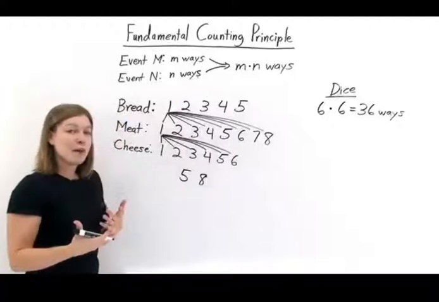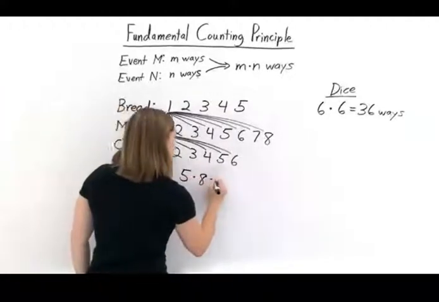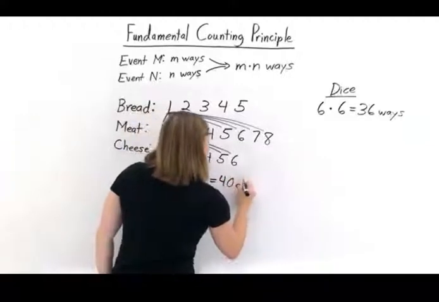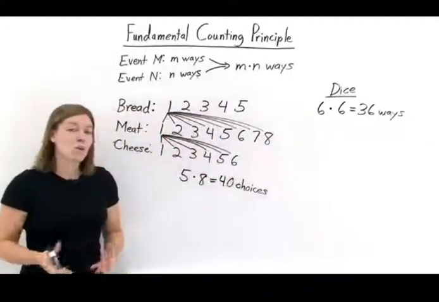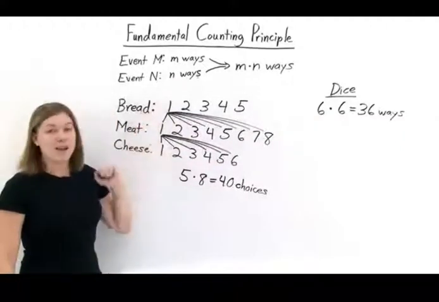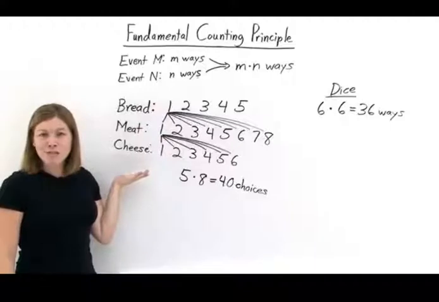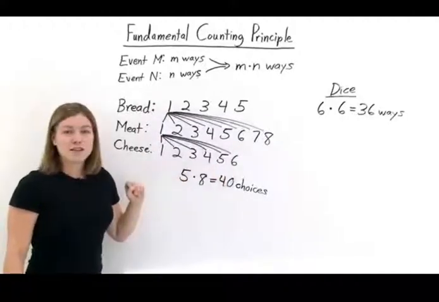Now, if we just think about the different options for bread and meat, we would need to take these two numbers and multiply them together. We would get 40. That means we would have 40 ways, or 40 possible choices, to combine the bread and the meat. But what about the cheese? We need to include that too. There are 6 types of cheese.